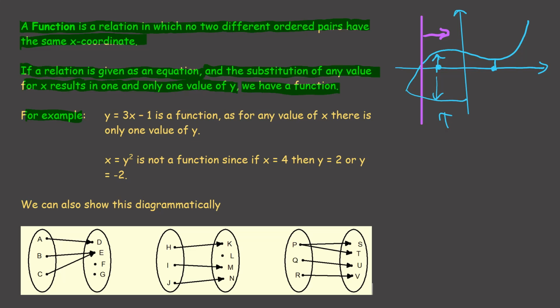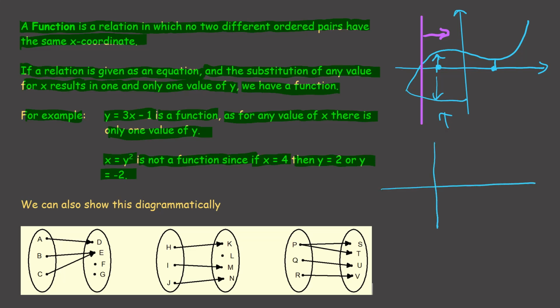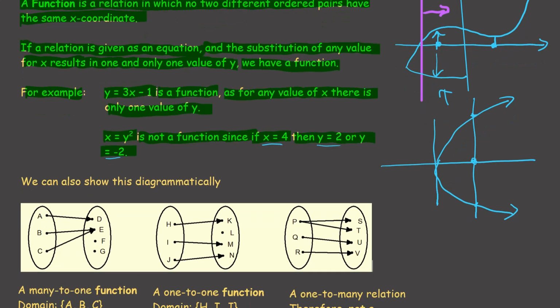So, for example, y equals 3x minus 1 is a function. All linear functions are functions, as for any value of x, there is only one value of y. x equals y squared is not a function, since if x equals 4, then y equals 2, or y equals negative 2. And you should have a good idea of what x equals y squared looks like. It's a quadratic where the parabola is on its side, and then you've got a single x value that has 2 y values. In this case, when x is 4, y is 2 or negative 2.